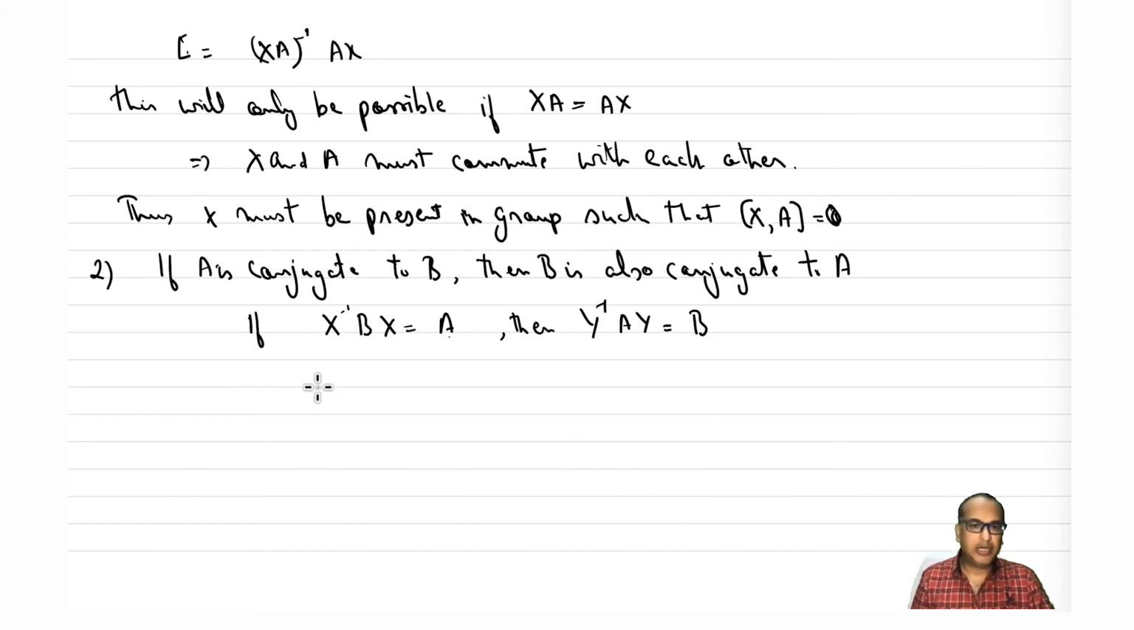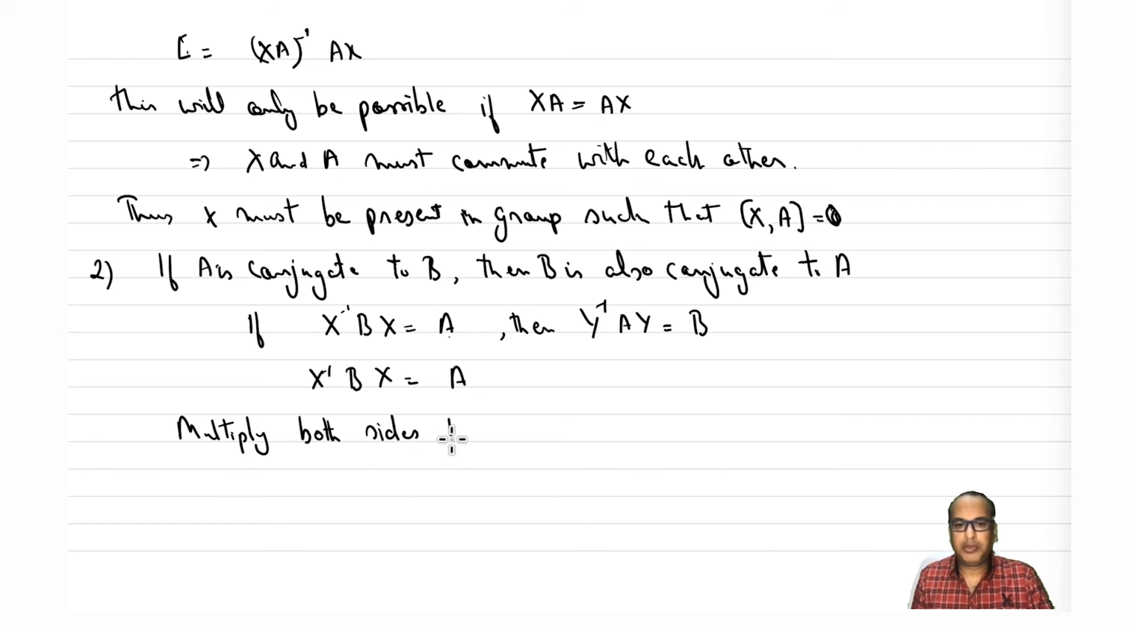Now let's start with this X inverse B X equals A, and we can multiply both sides by X inverse. Okay, so what do we get?